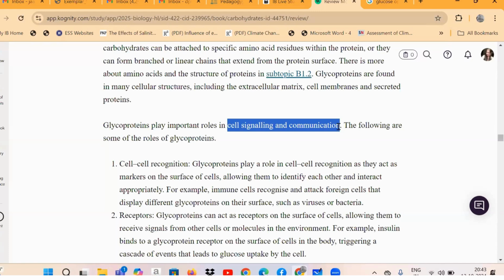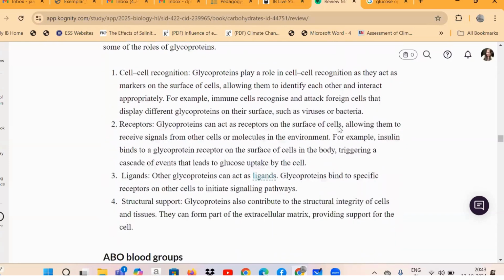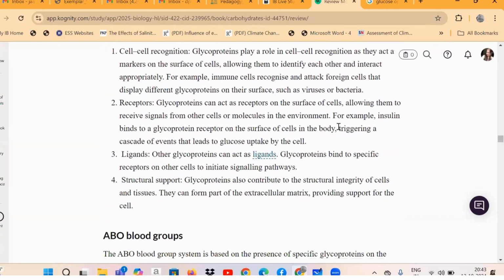In case of a foreign substance entering the body, at that time they recognize it, right? The cells recognize a foreign substance as something new only by the glycoproteins that are present on the surface. Then ligands, and you would have heard in, I think, neural signaling. So these glycoproteins are specific ligand-like structures that help in initiating signaling pathways, and structural support.